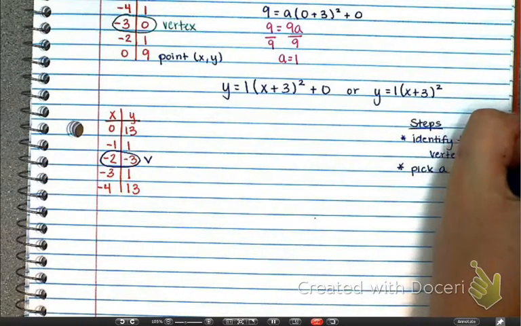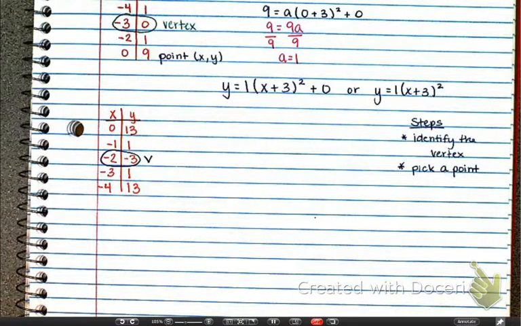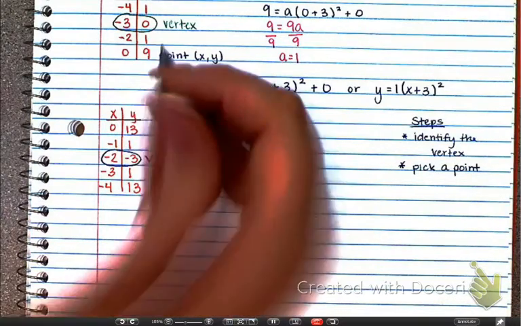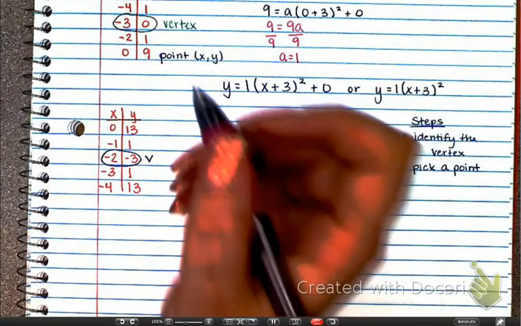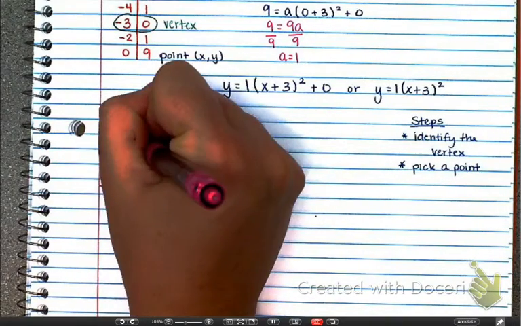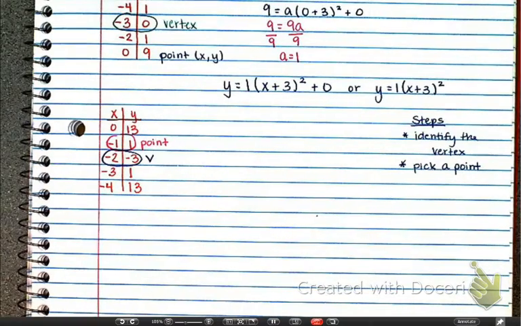Which point would we like to use this time? Someone said 0 and 13, or -1 and 1, or -3 and 1. How about you choose whatever point you want? It doesn't have to be the same as mine because we're going to get the same answer. 13 is a big number though. All right, I'm going to do -1 and 1. But you use the one that you want. So that's my point.